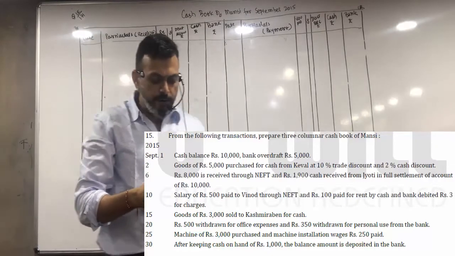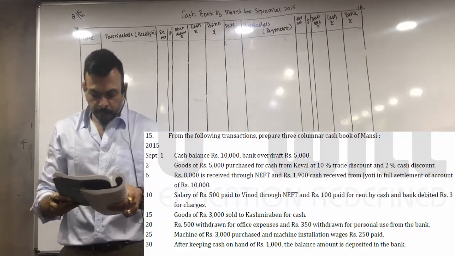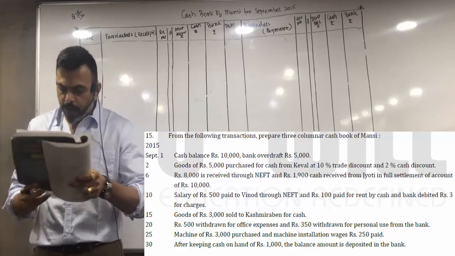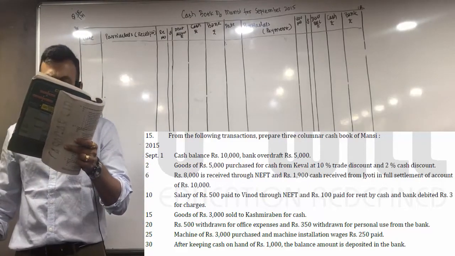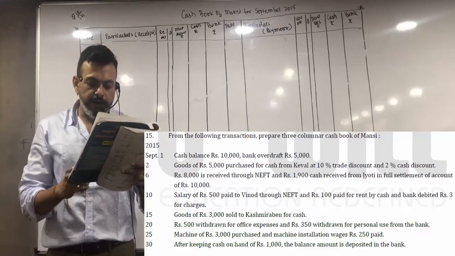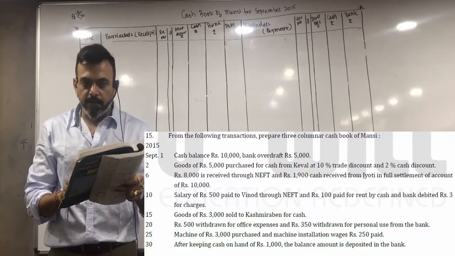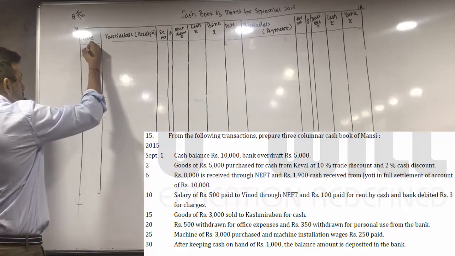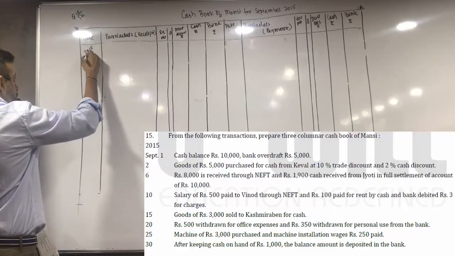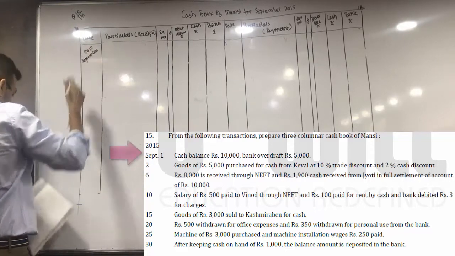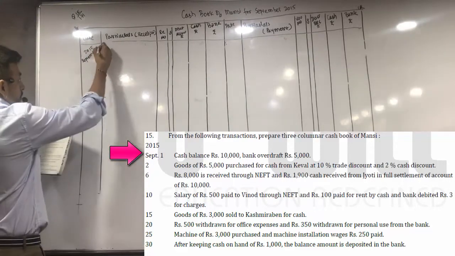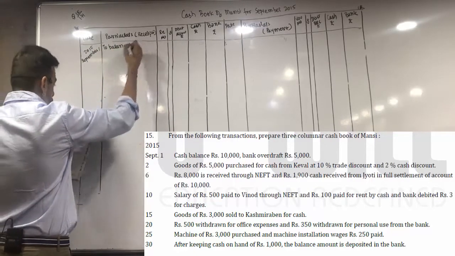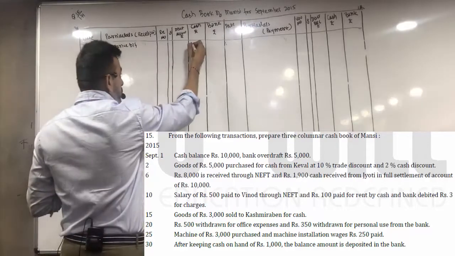Page number 171, question number 15. From the following transactions, prepare 3-columnar cash book of Mansi. 2015, September 1, cash balance and bank overdraft. So, write 2015, September 1, to balance brought forward 10,000.